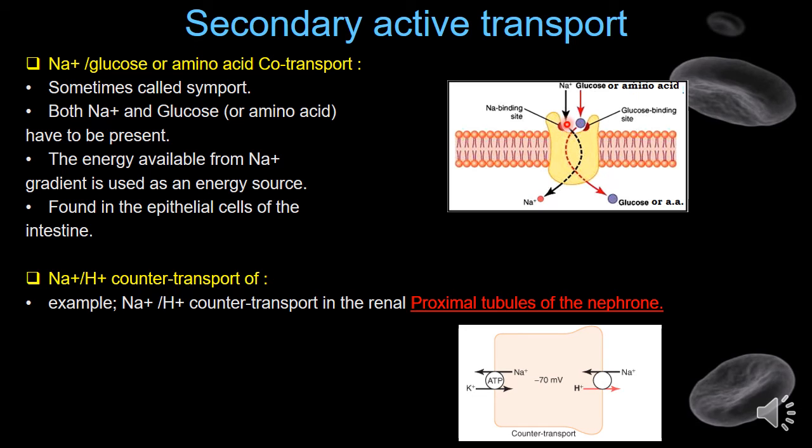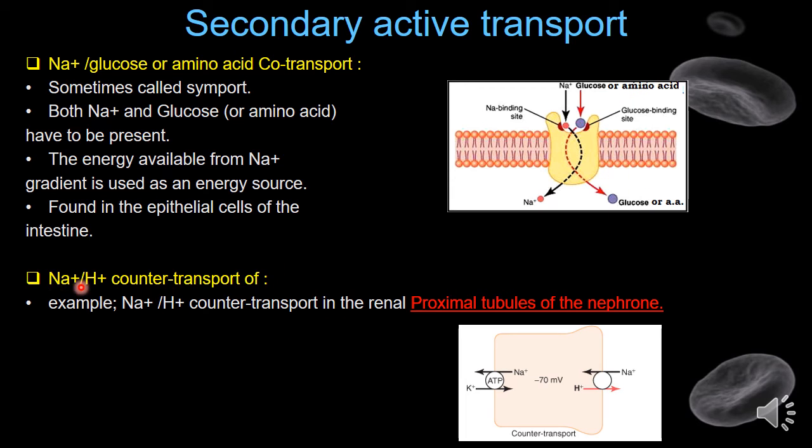The energy used is the sodium concentration gradient, because here sodium is present in high concentration, and here in low concentration. Glucose is moving against its concentration gradient. That's why it is active transportation, because it moves glucose from low concentration to high concentration.